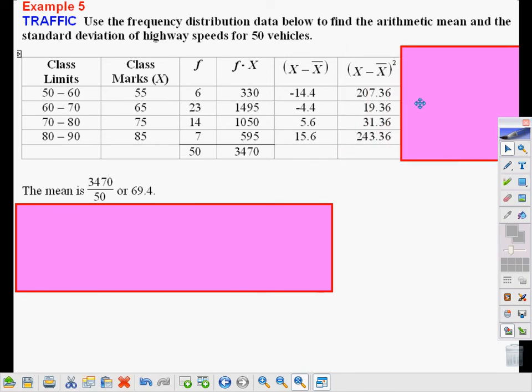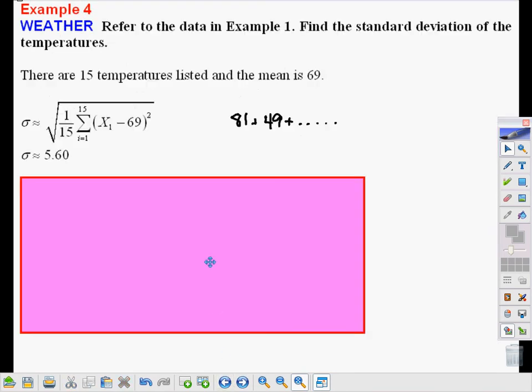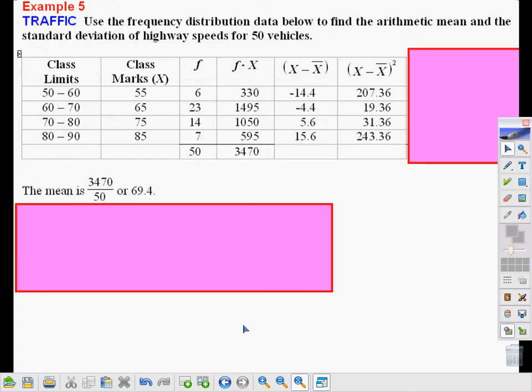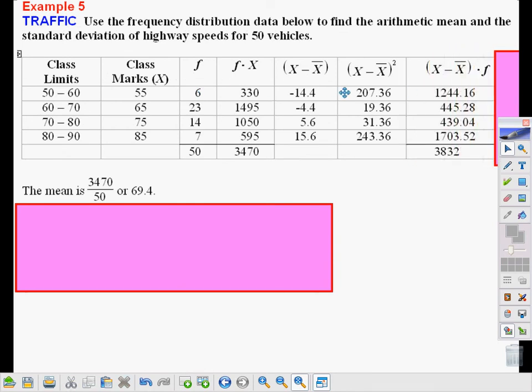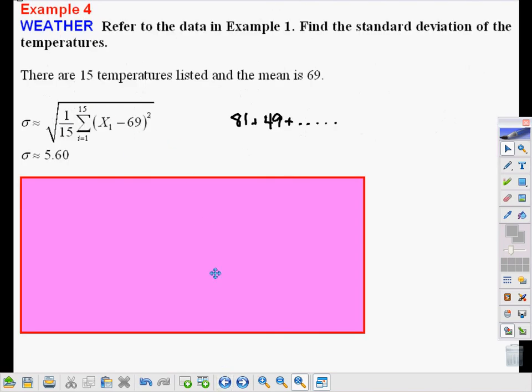And then I'm going to go ahead and square that, because that was the next part in the standard deviation, is to square that. And then I say that that difference happens 6 times. So I'm going to multiply that by my frequency. So I take that squared difference and multiply it by 6 to get 1,244.16. Okay? And I do that for each of my classes and add them up, because that's what the standard deviation asks us to do is to find that summation.